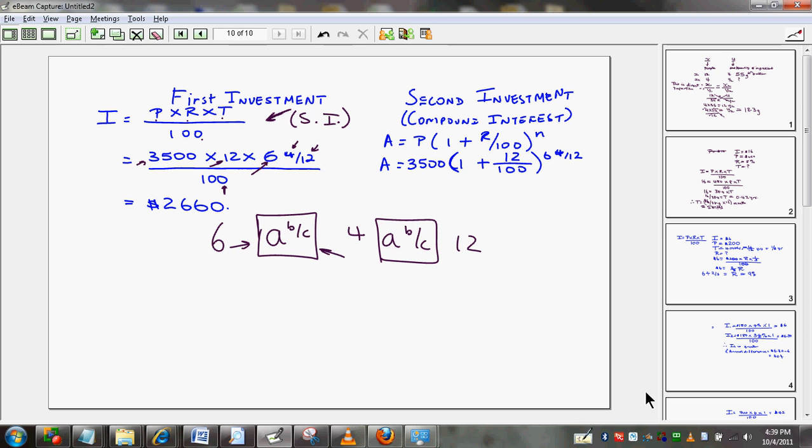Okay? You want to try it? Try it and see if you're getting it now. So what you press on your calculator is 3,500 multiplied by 6.